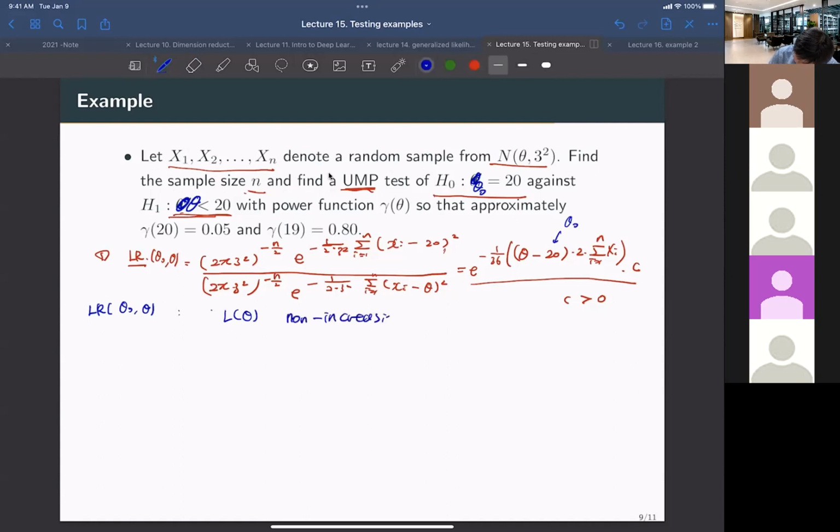So when we talk about increasing and decreasing, we consider this guy. The alternative is larger than the null hypothesis. So given this, if this is non-increasing with this test statistic, we say this is the monotone likelihood ratio property, right?